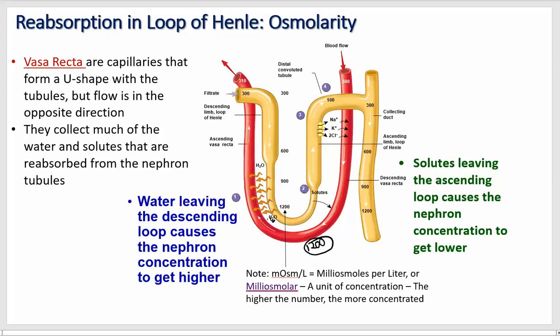Okay. So water leaving the descending loop causes the nephron concentration to get higher. Solutes leaving the ascending loop causes the nephron concentration to get lower.